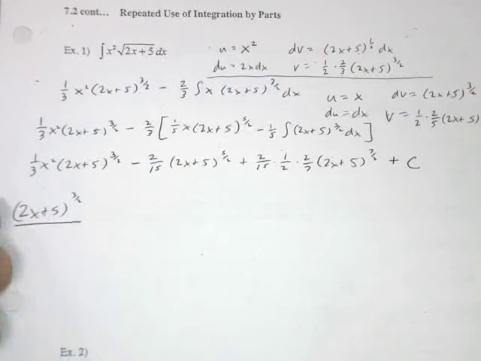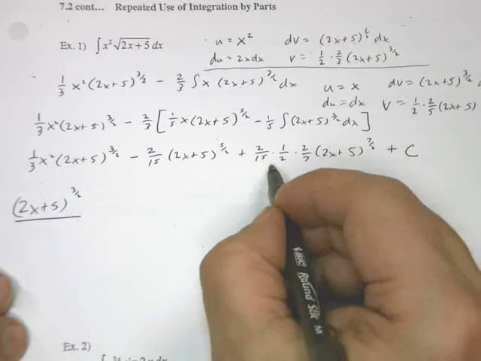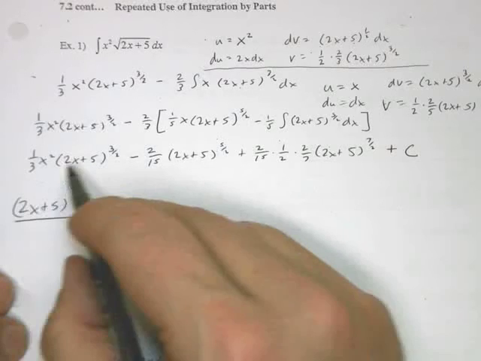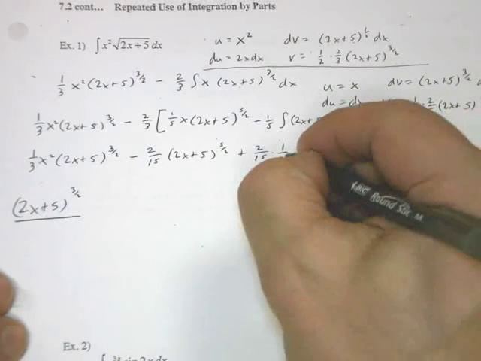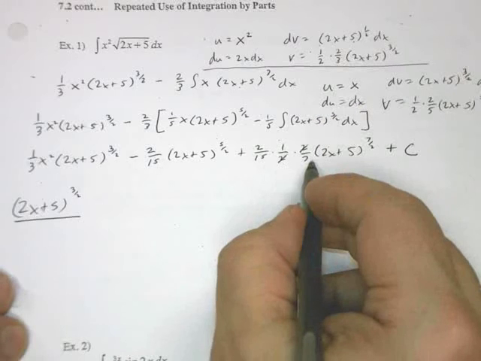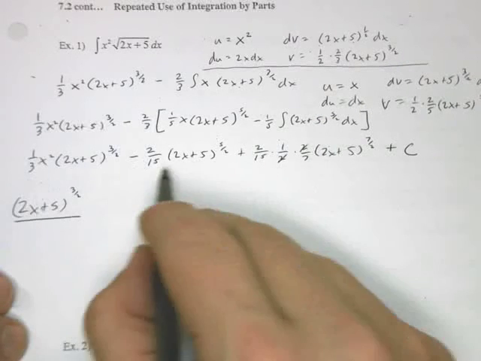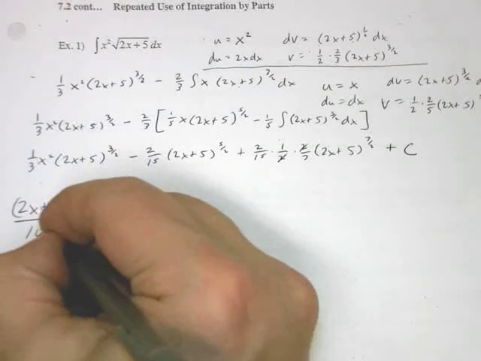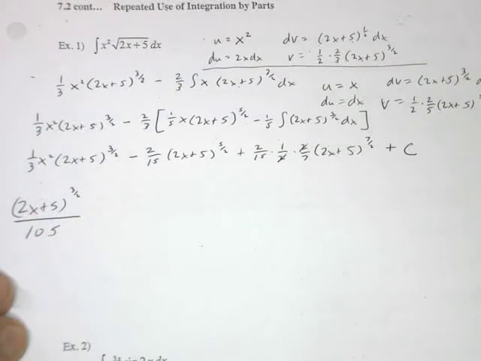Okay, then I look at my denominators. In this denominator, we have a 3, we have a 15. Over here, these 2's cancel out. This denominator has a 15 times 7, so that's 105. All of those denominators go into 105, so I'm going to take out 105.